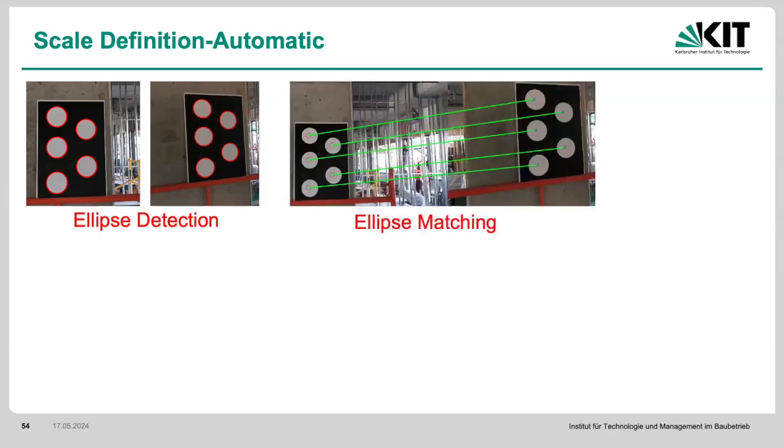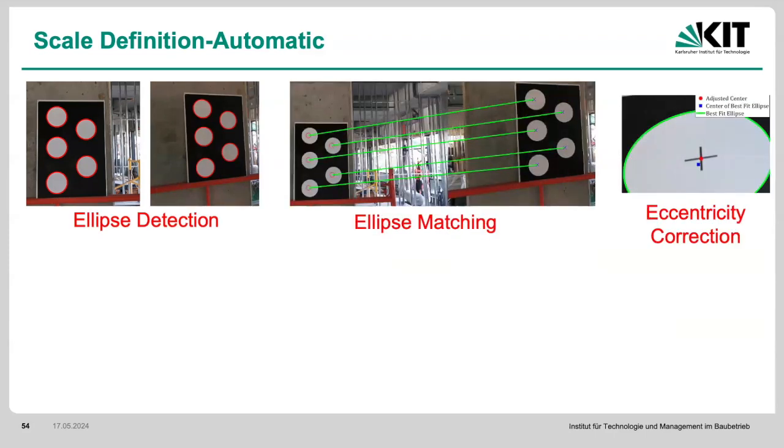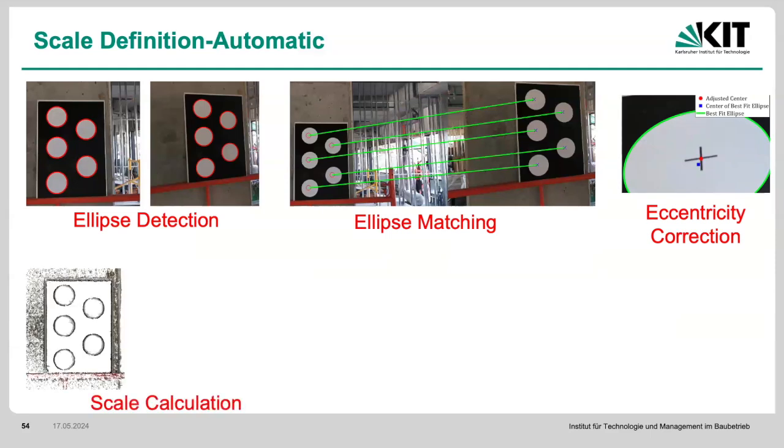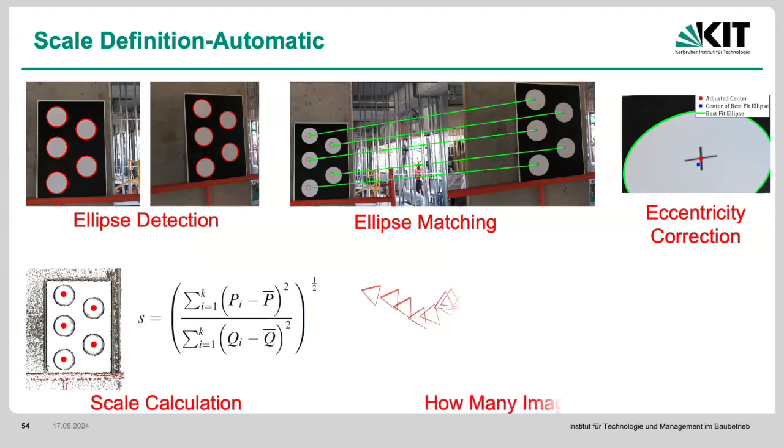And for this, you get the ellipse detection. You have to match these ellipses together between images. You have to correct for the eccentricity so that the actual center is measured. You need to know the actual centers in reality relative to each other. And then once you do that, you basically divide the covariance or the variance of one by the other, in terms of the sums, square root of that, or the standard deviation of the real world divided by the image or object space that you get after the dense 3D reconstruction, and that would give you the scale.